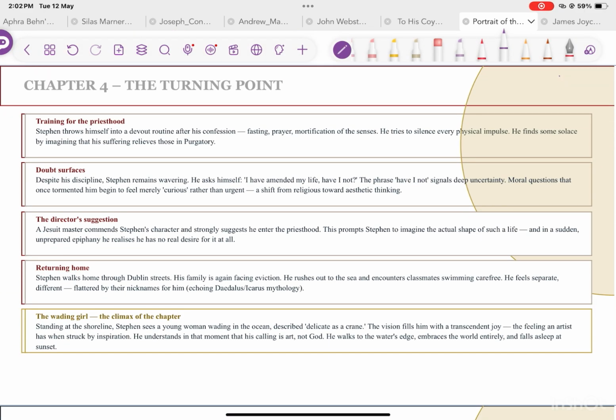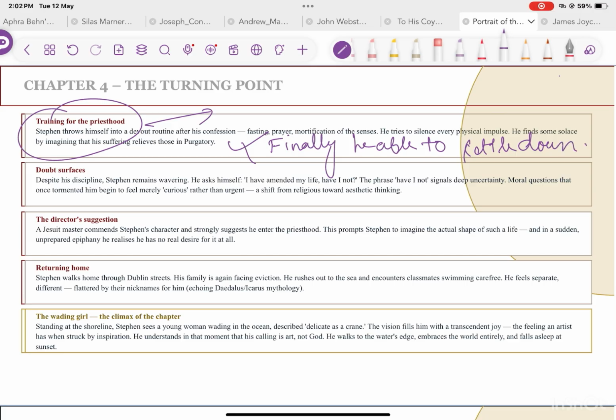In chapter 4, Stephen fully embraces the training of the priesthood and believes religion may become his life's calling. Now he is training for the priesthood, feeling that religion might become his final calling. Finally, he may be able to settle down. He finds comfort in strict spiritual discipline and imagines himself helping souls escape purgatory through devotion and prayer. He is doing all kinds of prayer.